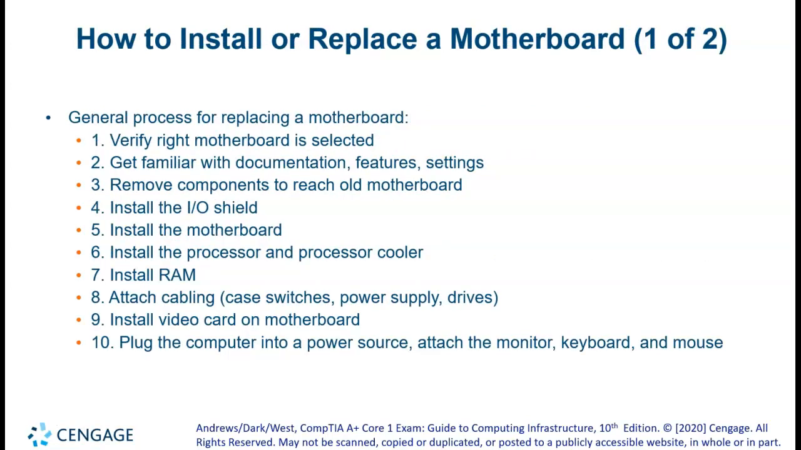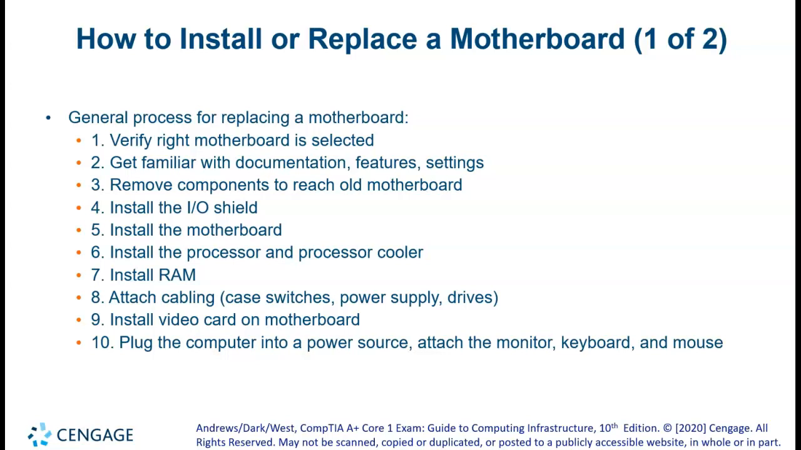General process for replacing a motherboard. Verify the right motherboard is selected. Get familiar with documentation, features, and settings. Remove components to reach the old motherboard. Install the IO shield. Install the motherboard. Install the processor and processor cooler. Install the RAM. Attach the cabling, case switches, power supply, drives, etc.